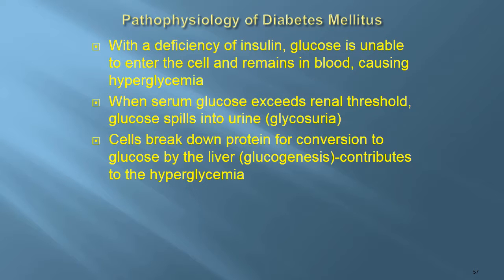Pathophysiology of diabetes mellitus. With a deficiency of insulin, glucose is unable to enter the cell and remains in the blood. This causes hyperglycemia. When the serum glucose level exceeds the renal threshold, glucose spills into the urine. This is termed glycosuria. Cells break down protein for conversion to glucose by the liver, glucogenesis. This contributes to the hyperglycemia.